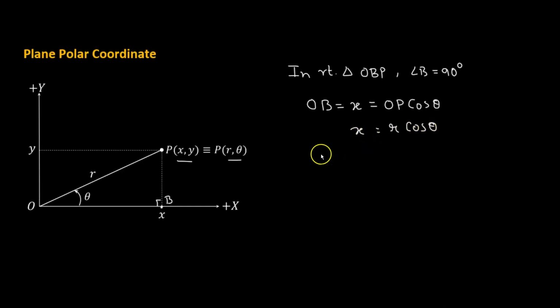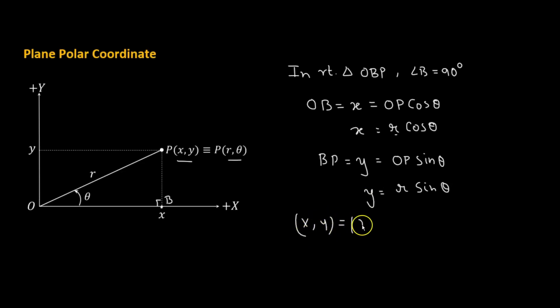Similarly, if we consider BP, which is actually y, that will be equal to OP times sine theta. So y will be equal to r sine theta. That means if we know the values of the radius r and theta, then we can immediately go back to the rectangular coordinate system, that means finding the values of x and y. Right, so x comma y is equivalent to r cos theta comma r sine theta.